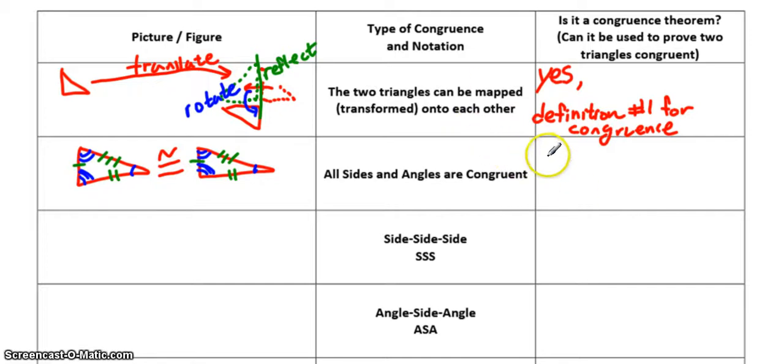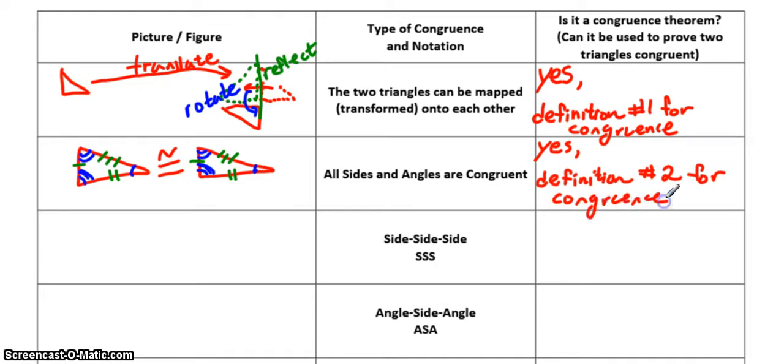And so, is it a congruence theorem? Well, yes, it's not really a shortcut or a theorem, it's just definition number 2 for congruence. So these first two are really our most basic definitions of congruence. After this, we're going to start to move into the shortcuts, those theorems that we explored. I'll do one with you, then I'll have you pause the video and try and fill in the rest yourself.